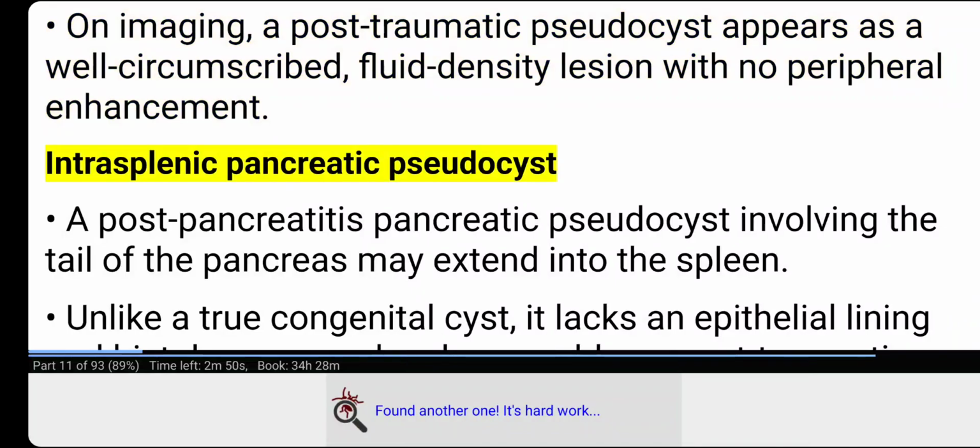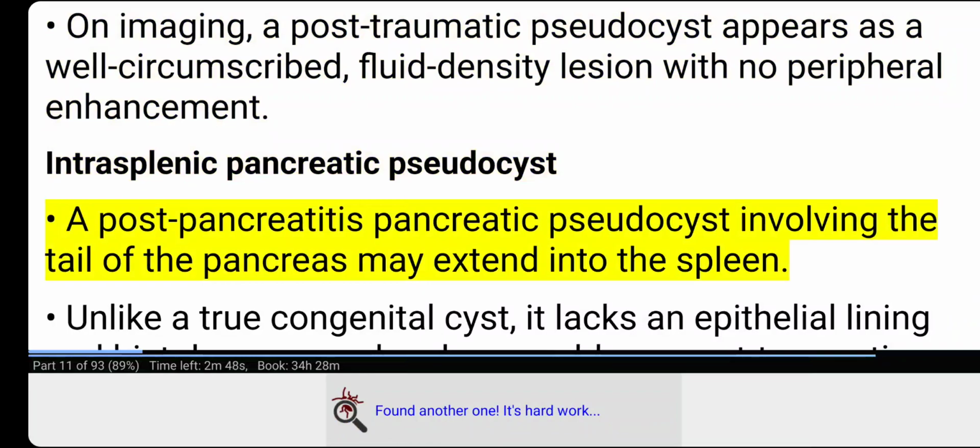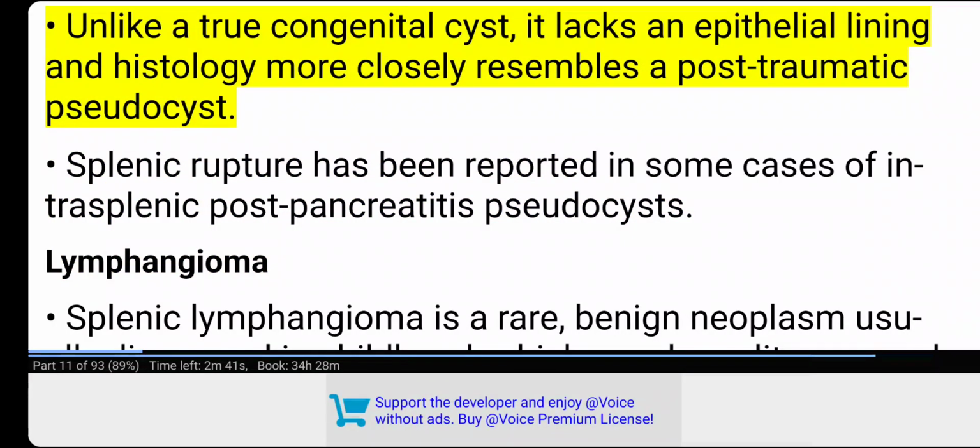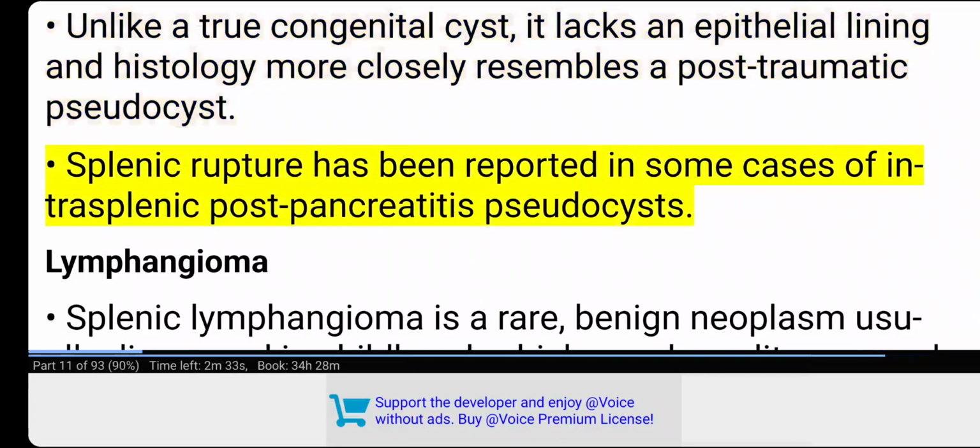Intrasplenic pancreatic pseudocyst. A post-pancreatitis pancreatic pseudocyst involving the tail of the pancreas may extend into the spleen. Unlike a true congenital cyst, it lacks an epithelial lining, and histology more closely resembles a post-traumatic pseudocyst. Splenic rupture has been reported in some cases of intrasplenic post-pancreatitis pseudocyst.